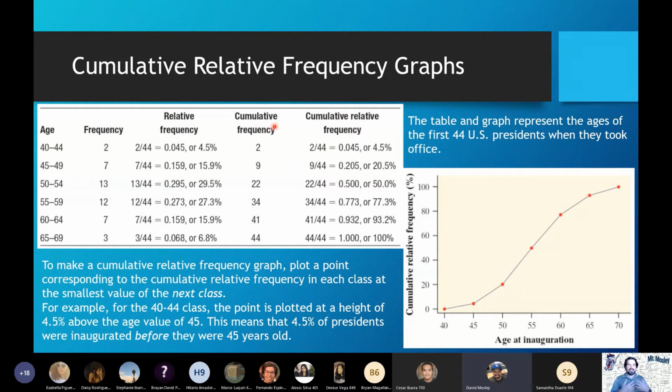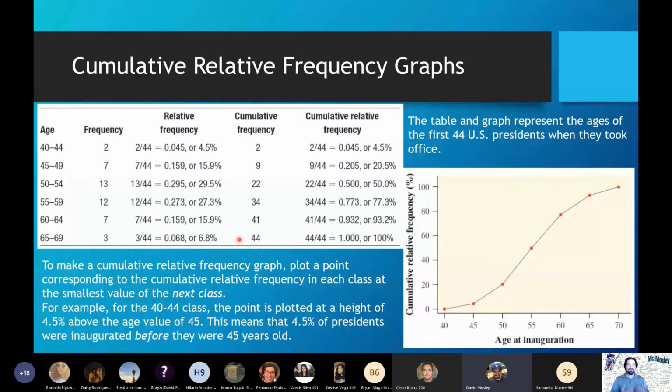Cumulative means that it keeps adding up. So the first row is the same, right? 2 and 2, 4.5%, 4.5%. To get to the second value, the 9, we take the 2 and add these 7 observations from the next class to get 9. Next row, we have 9 plus 13 is 22. 22 plus 12 is 34. 34 plus 7 is 41. 41 plus 3 is 44.